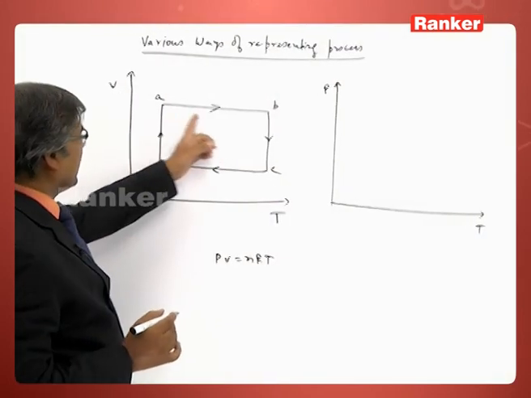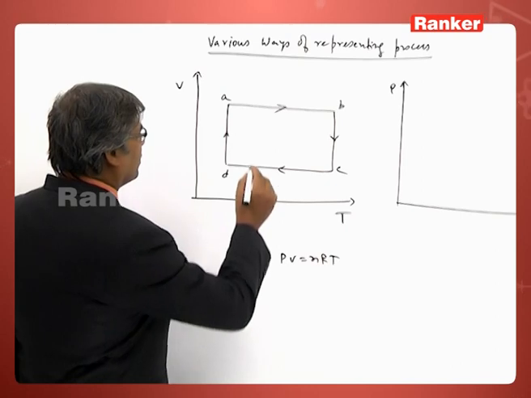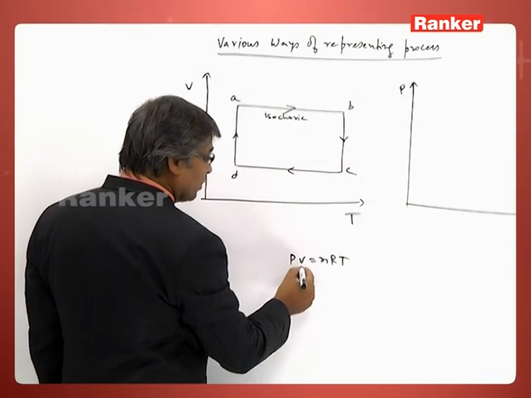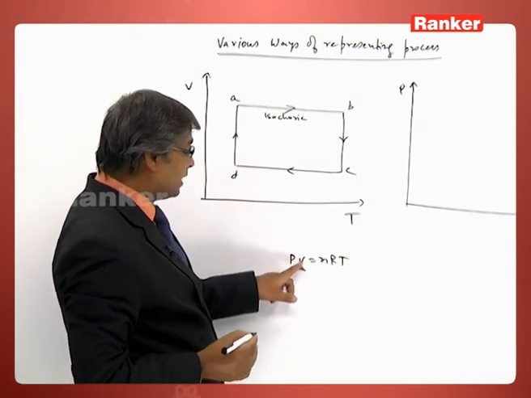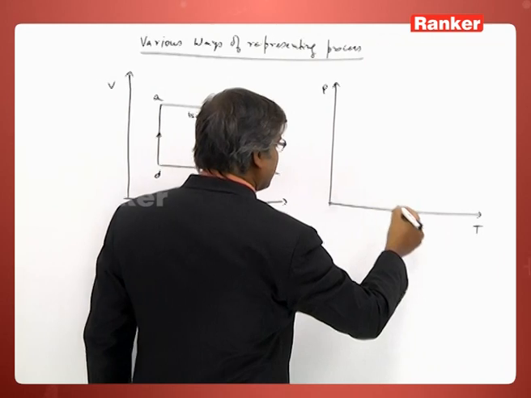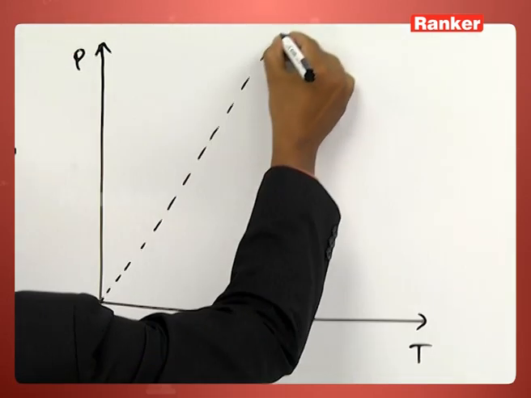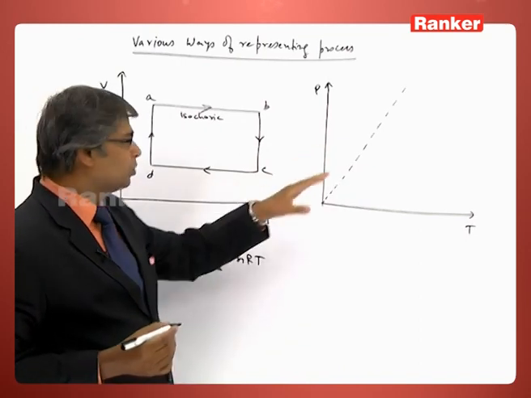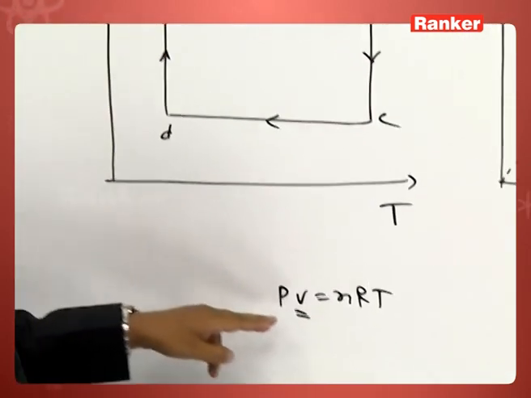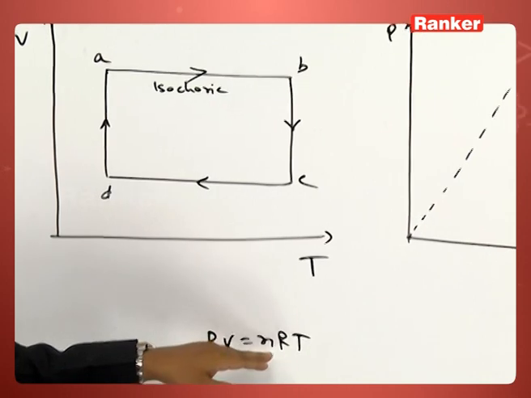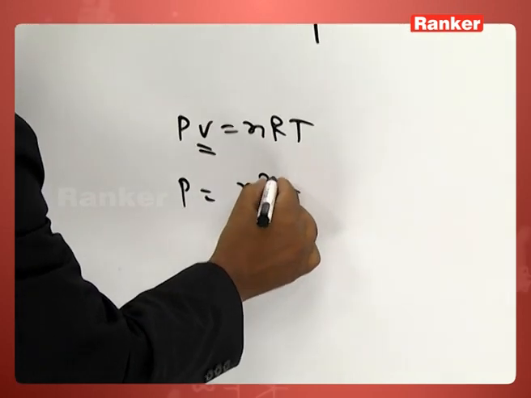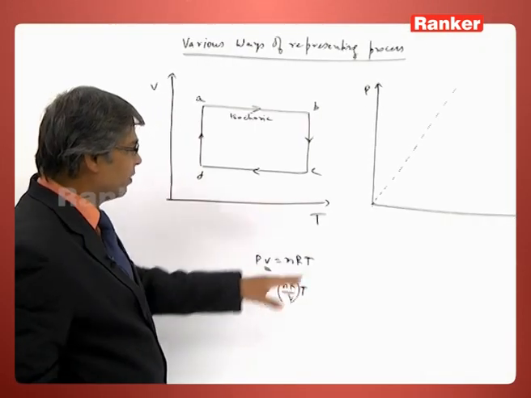Now you see A to B, the process is isochoric. This is an isochoric process where temperature is increasing. So when the volume is kept constant, pressure is directly proportional to T. So I will get a line that passes through the origin where I can represent my A to B. When volume is constant, P is proportional to T, so we can write P is equal to nR by V into T, where nR by V is the slope.